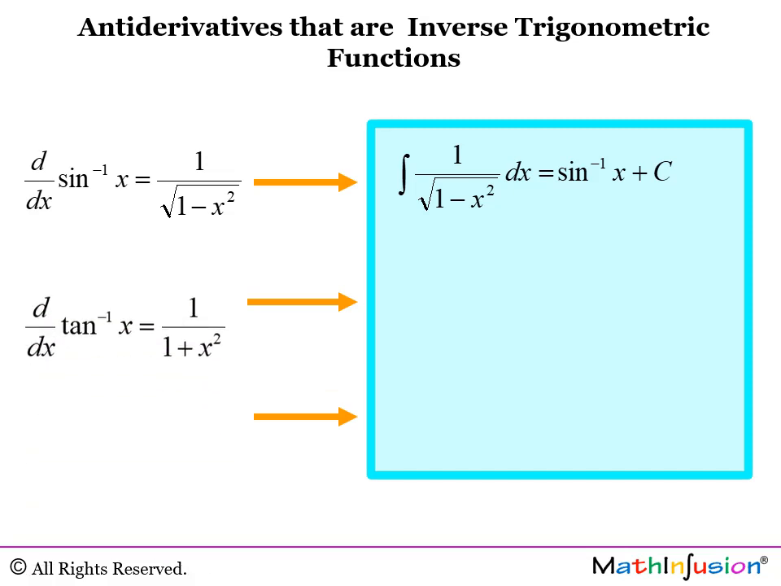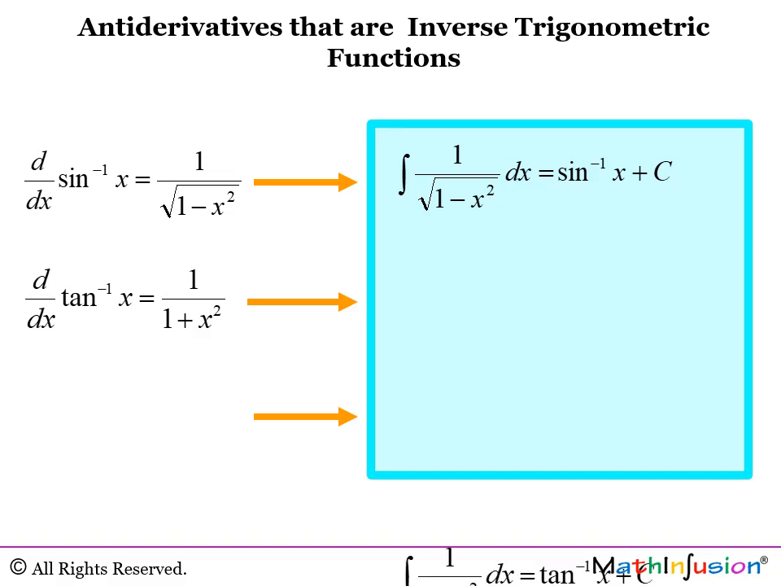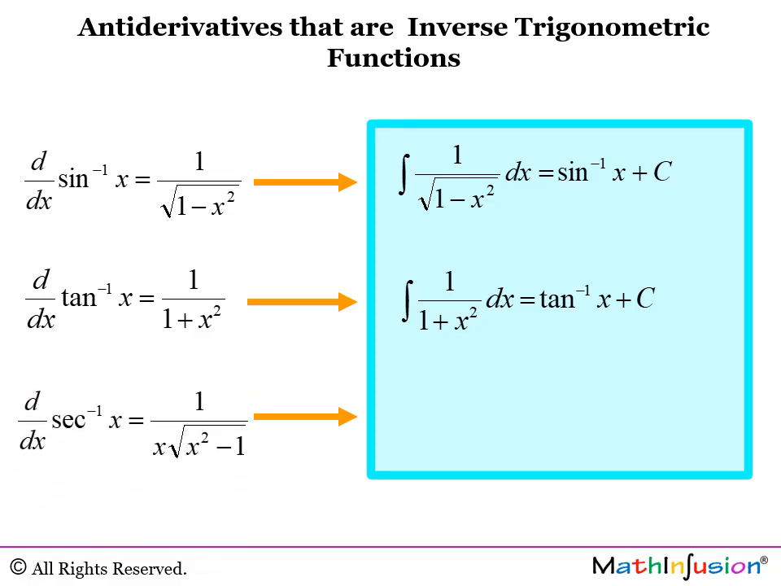We know that the derivative of the arctangent x is 1 over 1 plus x to the power of 2. We get that the integral of 1 over 1 plus x to the power of 2 dx equals the arctangent x plus c. We also know that the integral of 1 over x times the square root of x to the power of 2 minus 1 dx is the arcsecant x plus c.